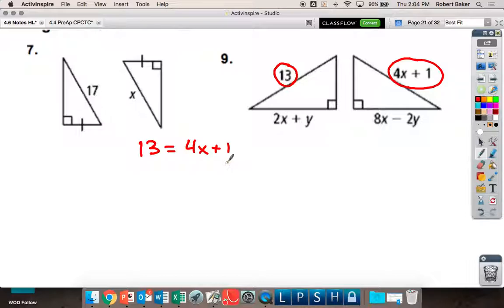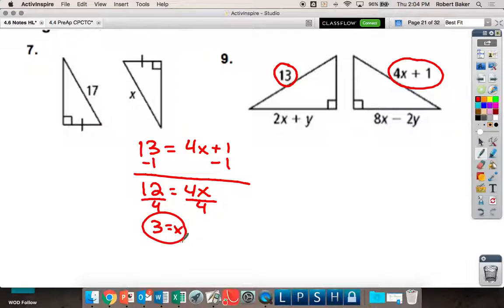How do I solve for x? Minus 1 from both sides. And then divide both sides by 4. So x equals 3. Now, if I want those two triangles to be congruent by the hypotenuse leg shortcut, what has to be true about the bottom pieces? They have to be equal.